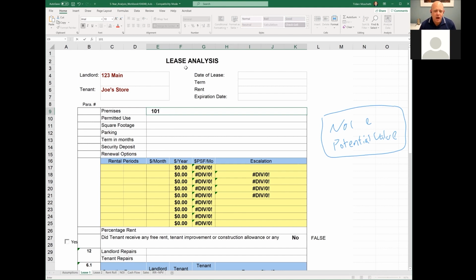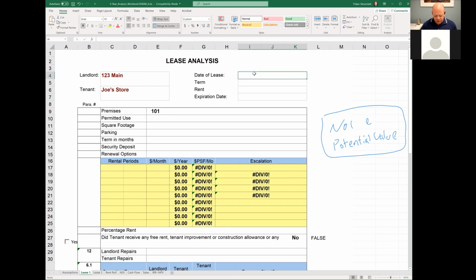I like to have a lease abstract for every single property I do, every tenant. This really has everything that you would need. Obviously, the tenant is very important to know right at the top, because when you're sorting through them, that's how you're going to sort through them. Date of lease is the date the lease was signed. The term is how many years it is. The rent is whatever that rent is. The expiration date is that.